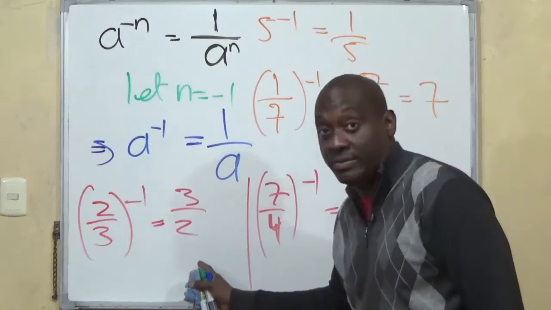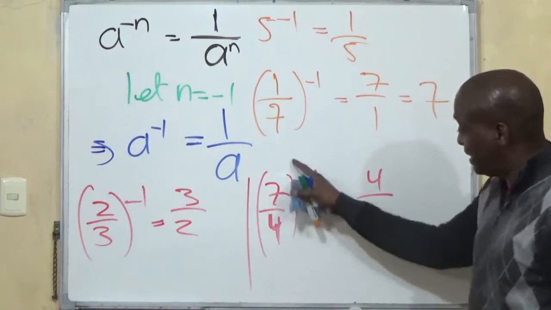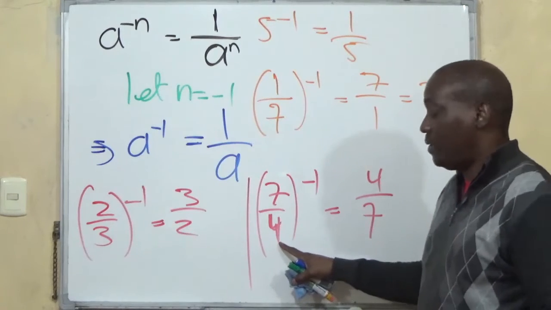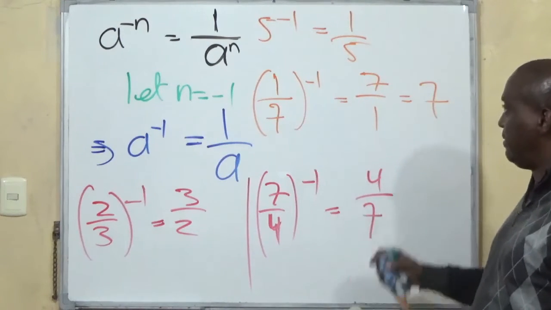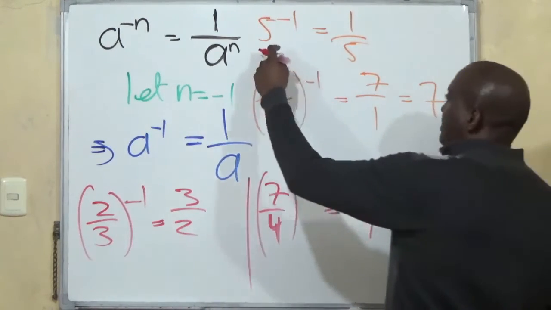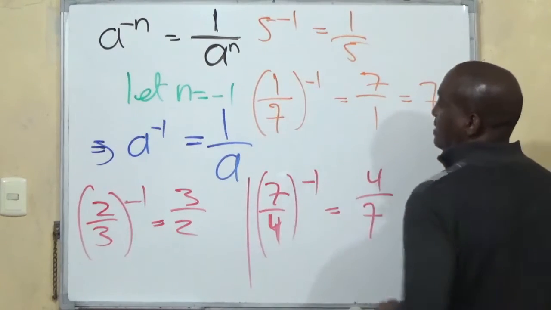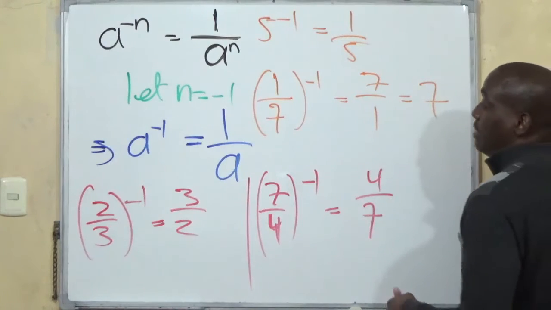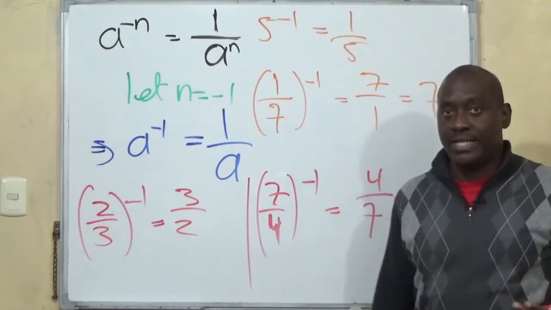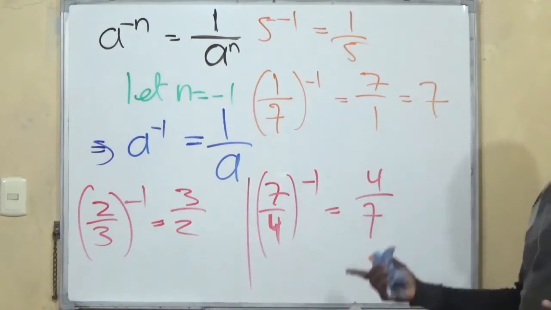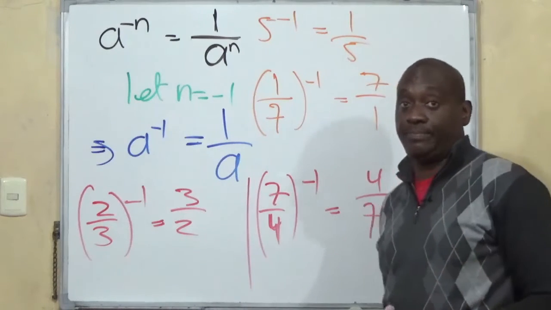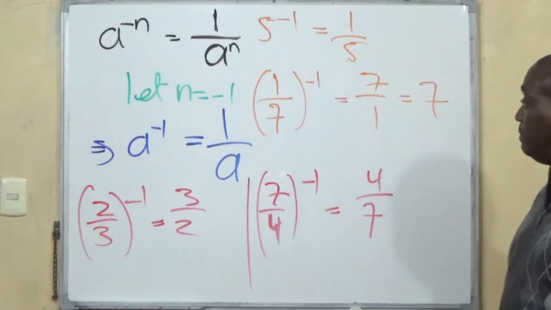So in this case, your a is 2/3. 1 over 2/3 is 3 over 2. In this case, the a is 7 over 4. 1 over 7 over 4 is 4 over 7. In this case, the a is 5. So 1 over 5 is 1 over 5. In this case, your a is 1 over 7. So 1 over 1 over 7 is 7 over 1, which is just 7. And that's it.